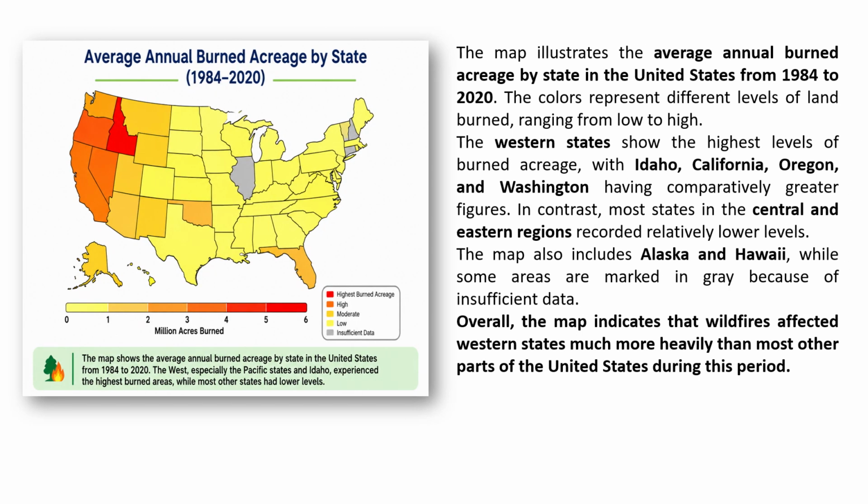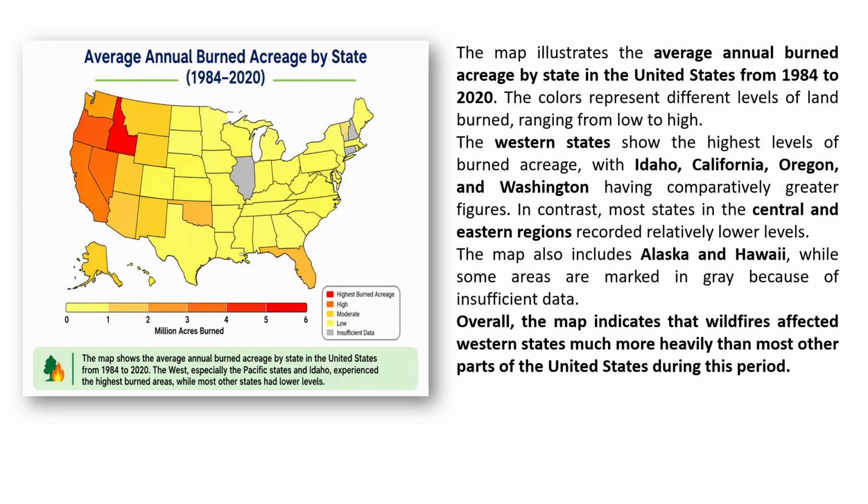The map illustrates the average annual burned acreage by state in the United States from 1984 to 2020. The colors represent different levels of land burned, ranging from low to high. The western states show the highest levels of burned acreage, with Idaho, California, Oregon, and Washington having comparatively greater figures. In contrast, most states in the central and eastern regions recorded relatively lower levels.